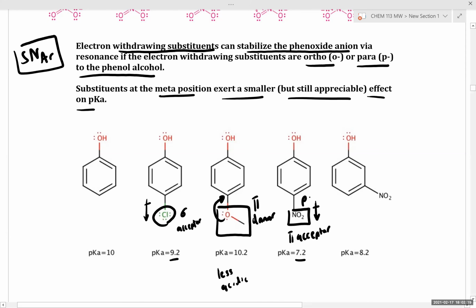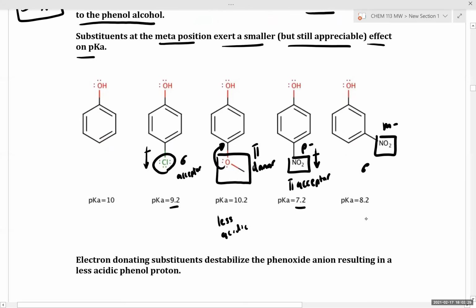Note, if we compare the para versus meta nitro compound, when the nitro group is in the meta position, the nitro group is functionally acting as a sigma acceptor. It's not really able to delocalize our conjugate base anion via resonance. It's just serving as a withdrawing group. And as we see, the meta nitro compound is 10 times less acidic.